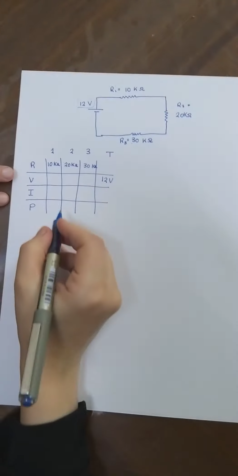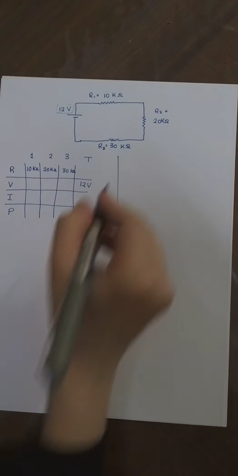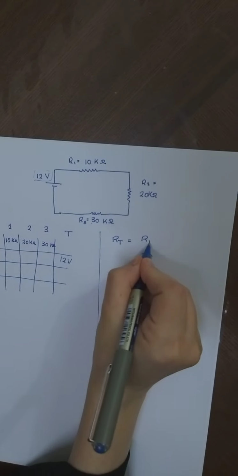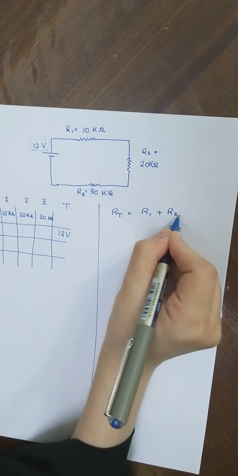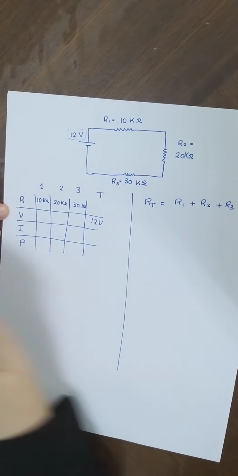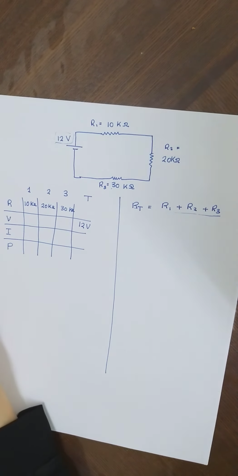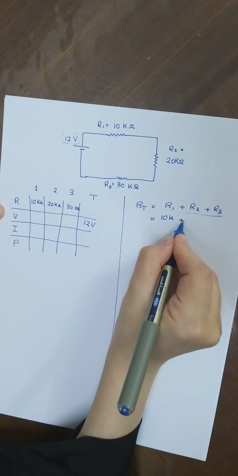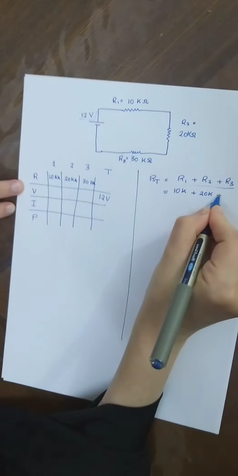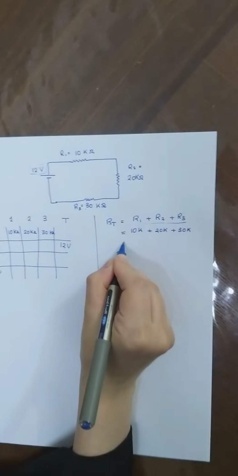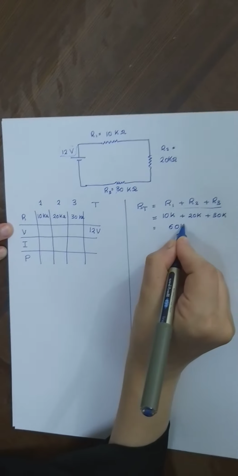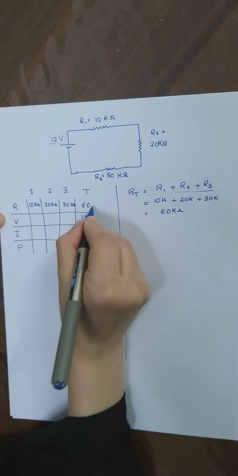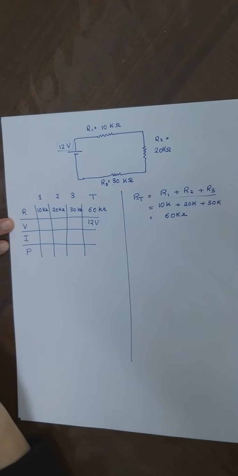So the first step is to find R total. R total is equal to R1 plus R2 plus R3. This equation is for a series circuit. So 10K plus 20K plus 30K, which is 60 kilo ohm. So here we write 60 kilo ohm. What's the next step?